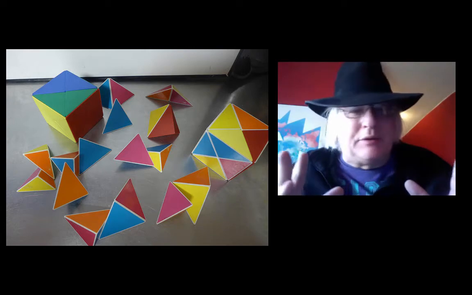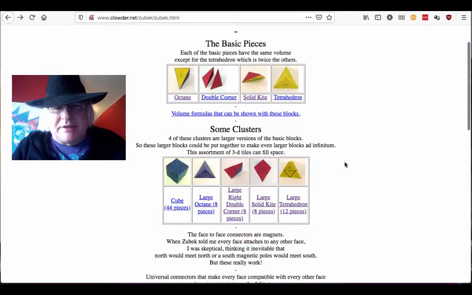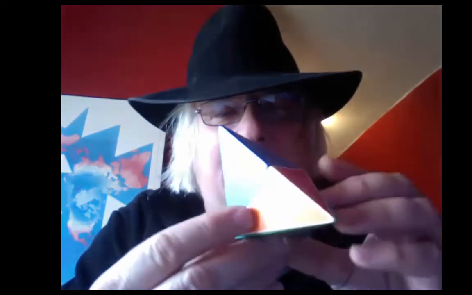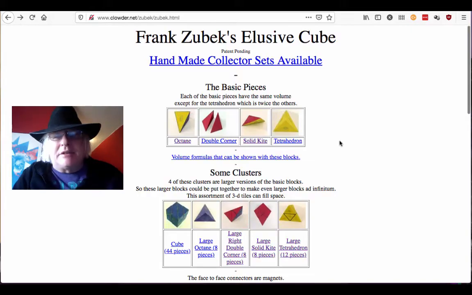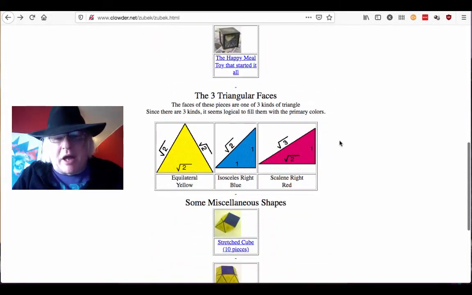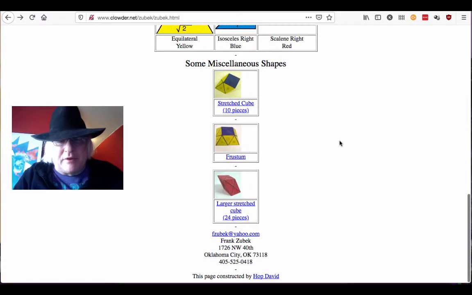So back to the jargon that Frank's using. It's different from mine, and I think I made a mistake, like I say, calling what I made yesterday out of six mites a solid kite. It's not a solid kite. It's something else. Now this website is by a guy whose nickname is Hop. He's an artist. He's very appreciative of Hop David. He's very appreciative of Frank's stuff.